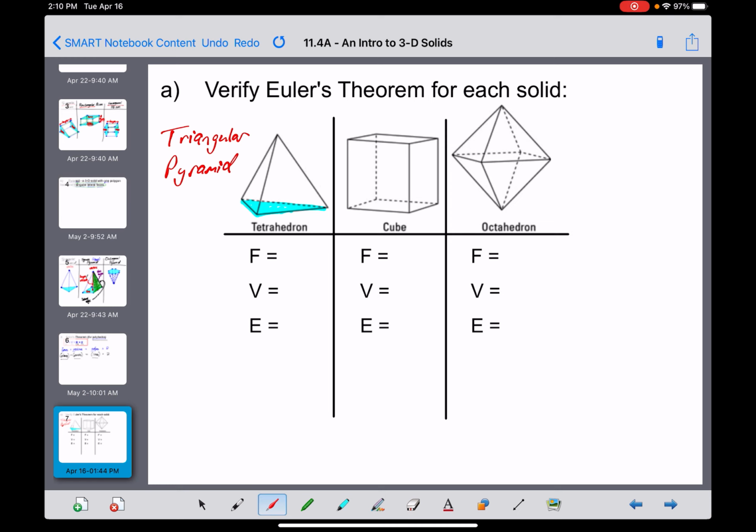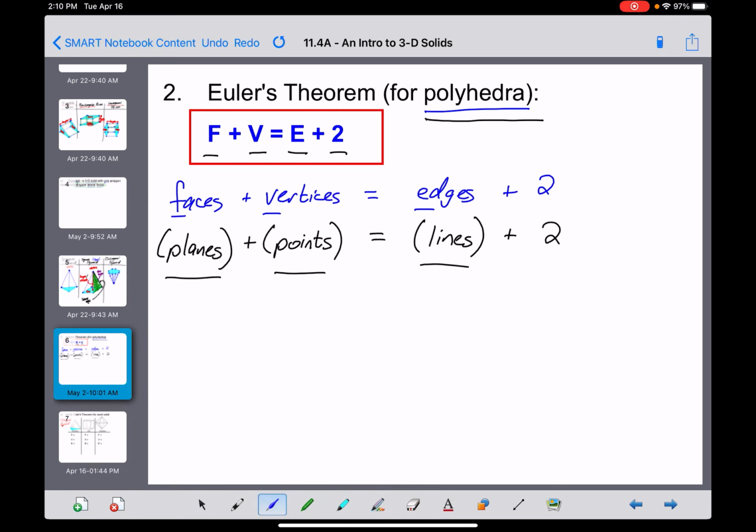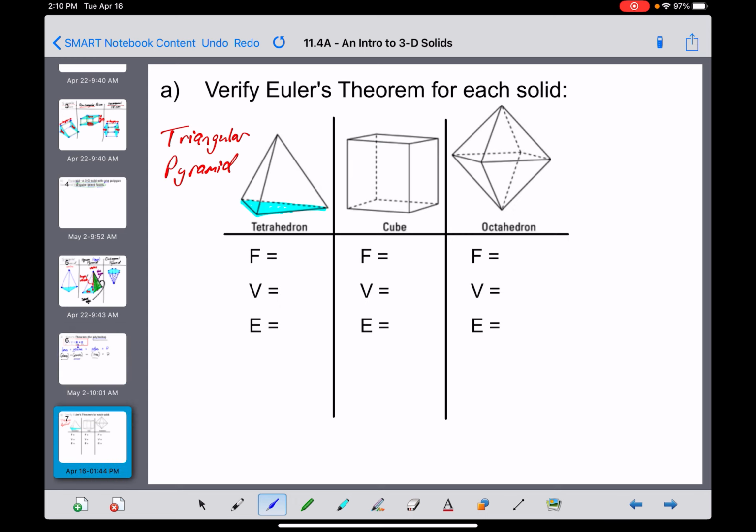Okay, I actually want to start with vertices because I always think that's probably the easiest. Vertices, we said just a second ago, right here, are the points in this figure. So let's count points. My base is a triangle, so I have 1, 2, 3 vertices on my base, plus another vertex up here at top. That's it. So we've got 4 vertices in this figure.